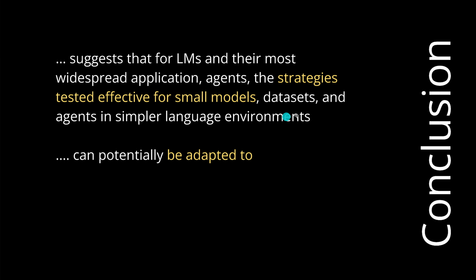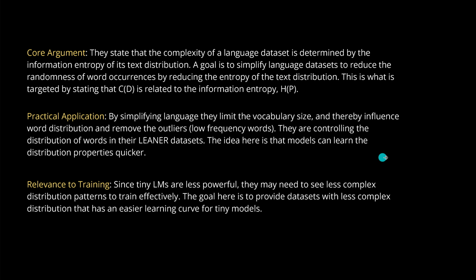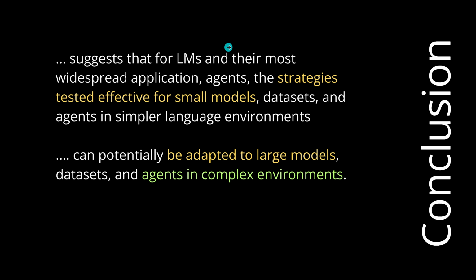Okay. So coming now to the conclusion from the side of the authors, and this is here officially the published conclusion. This is just here my conclusion, if you want, what I saw in this paper. So the official conclusion is that the authors suggested for LLMs and their most widespread application, the agents, the strategy that were tested effectively for the small models. And they have a lot of statistical data in their preprint. So please go there, have a look at it. You'll find a lot of data regarding small models, regarding dataset, regarding agents in those simpler language environments. The authors argue now, they can potentially be adapted now to larger models, to larger datasets, and the behavior of agents in more complex environments.